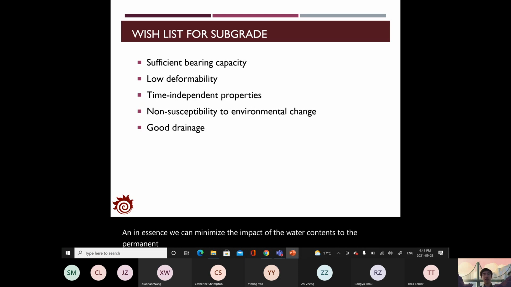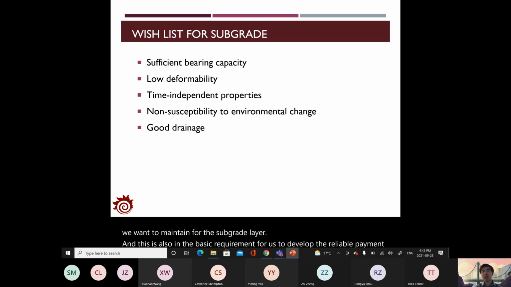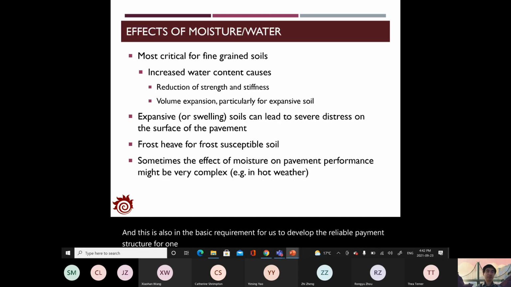So those are the five basic requirements, or five features, we want to maintain for the subgrade layer. And this is also the basic requirement for us to develop a reliable pavement structure for one specific road.